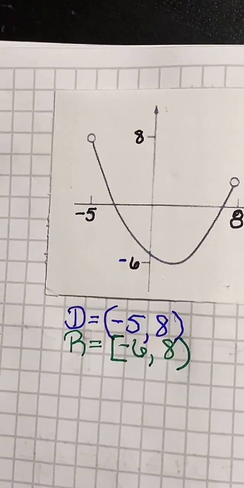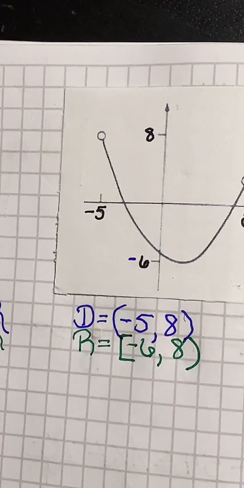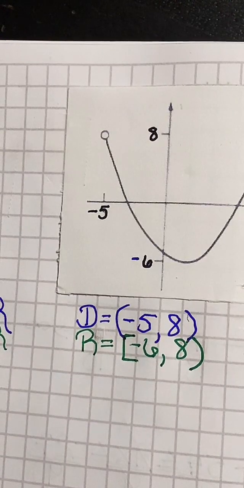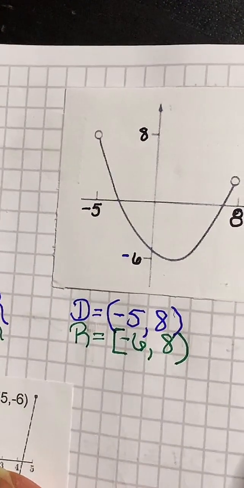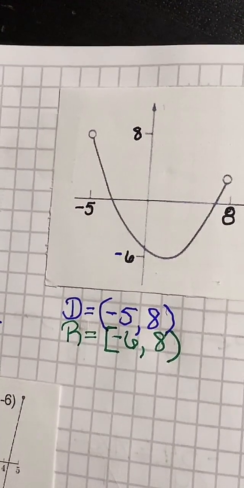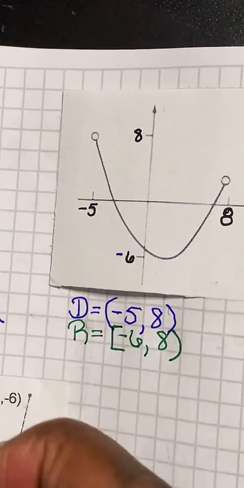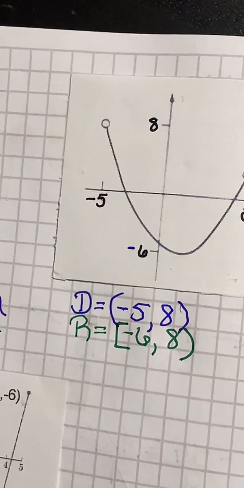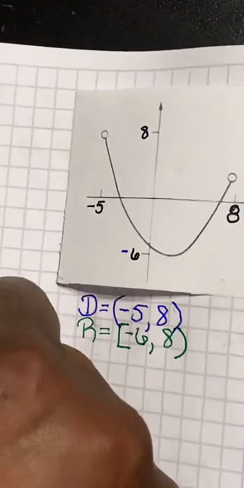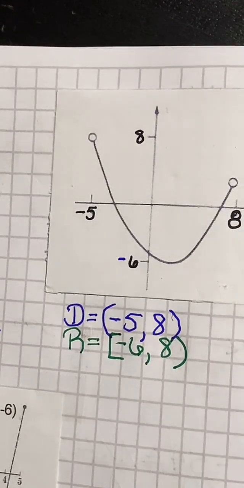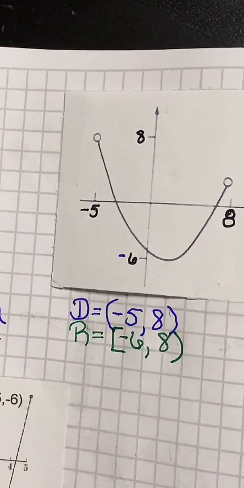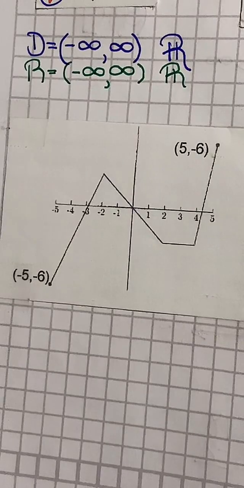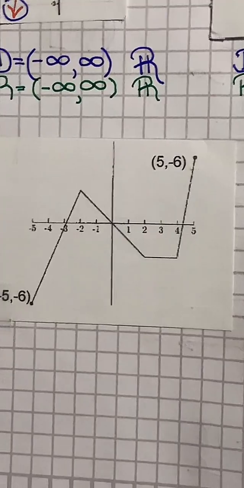Let's try another one. All right. Try this one. Okay. Domain and range.